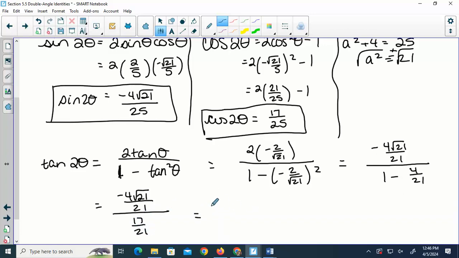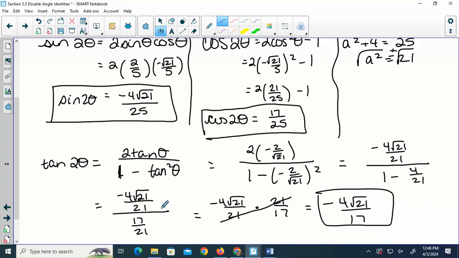How do we divide fractions? Reciprocal. What happens to my 21s? I get negative 4 radical 21 over 17. Where does 17 come from? 1 minus 4 over 21.